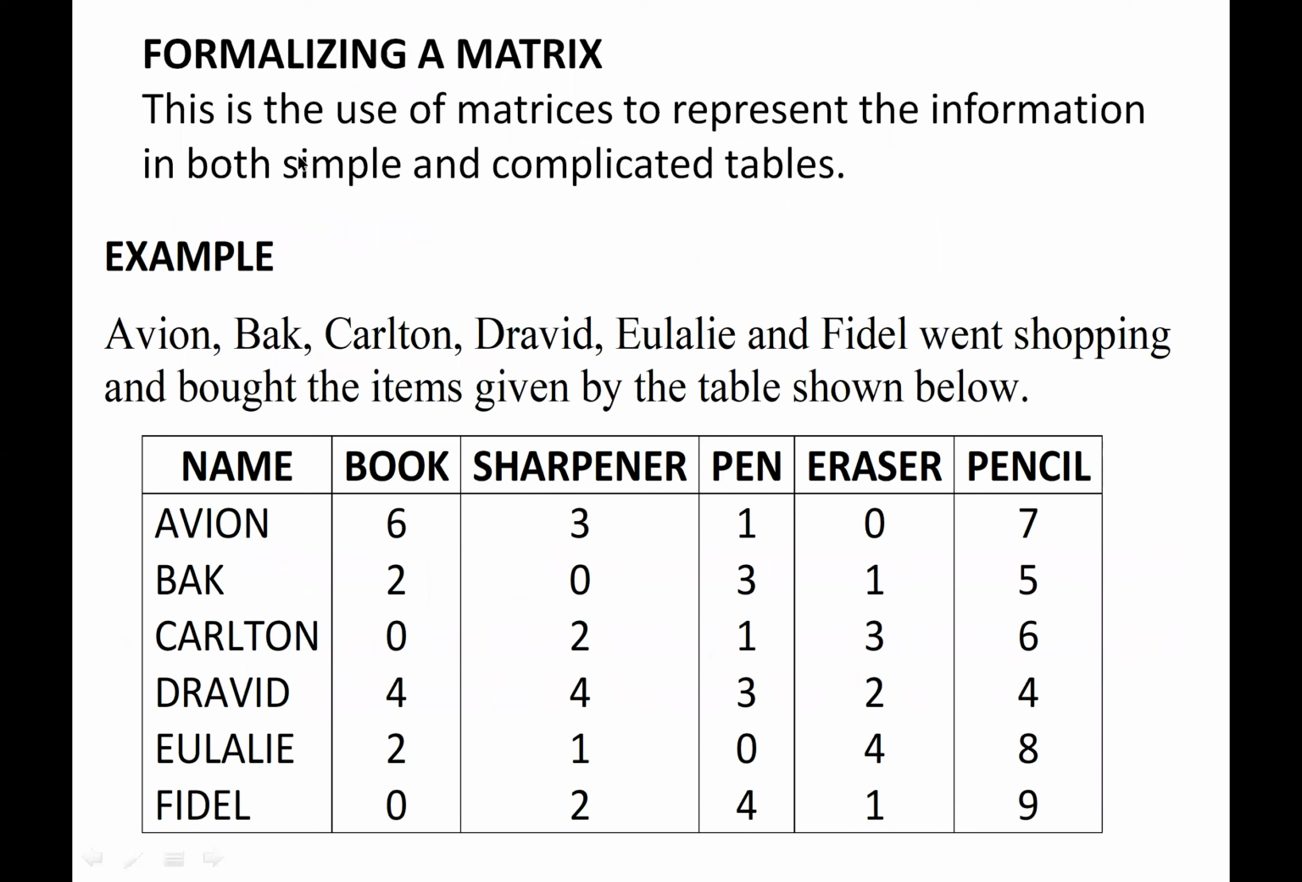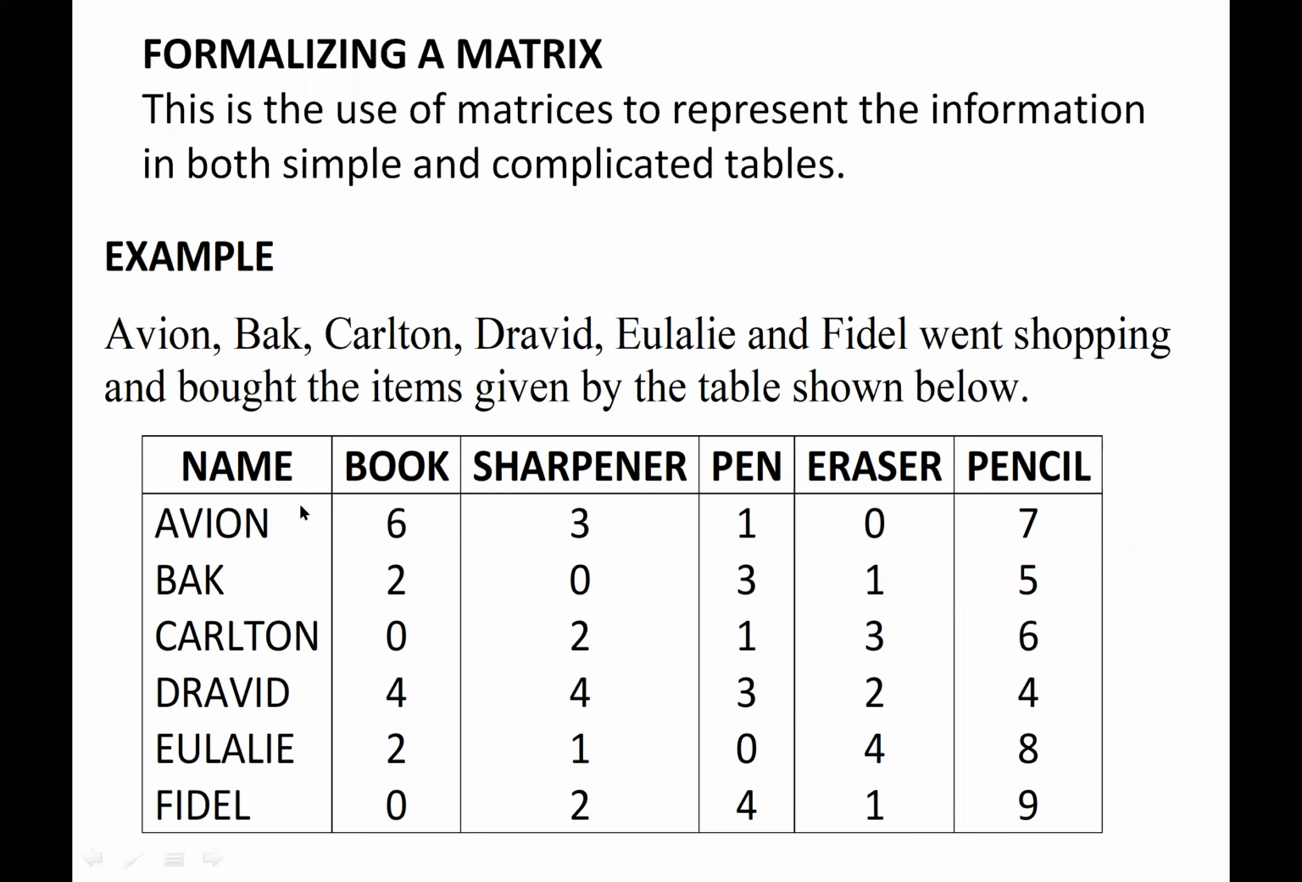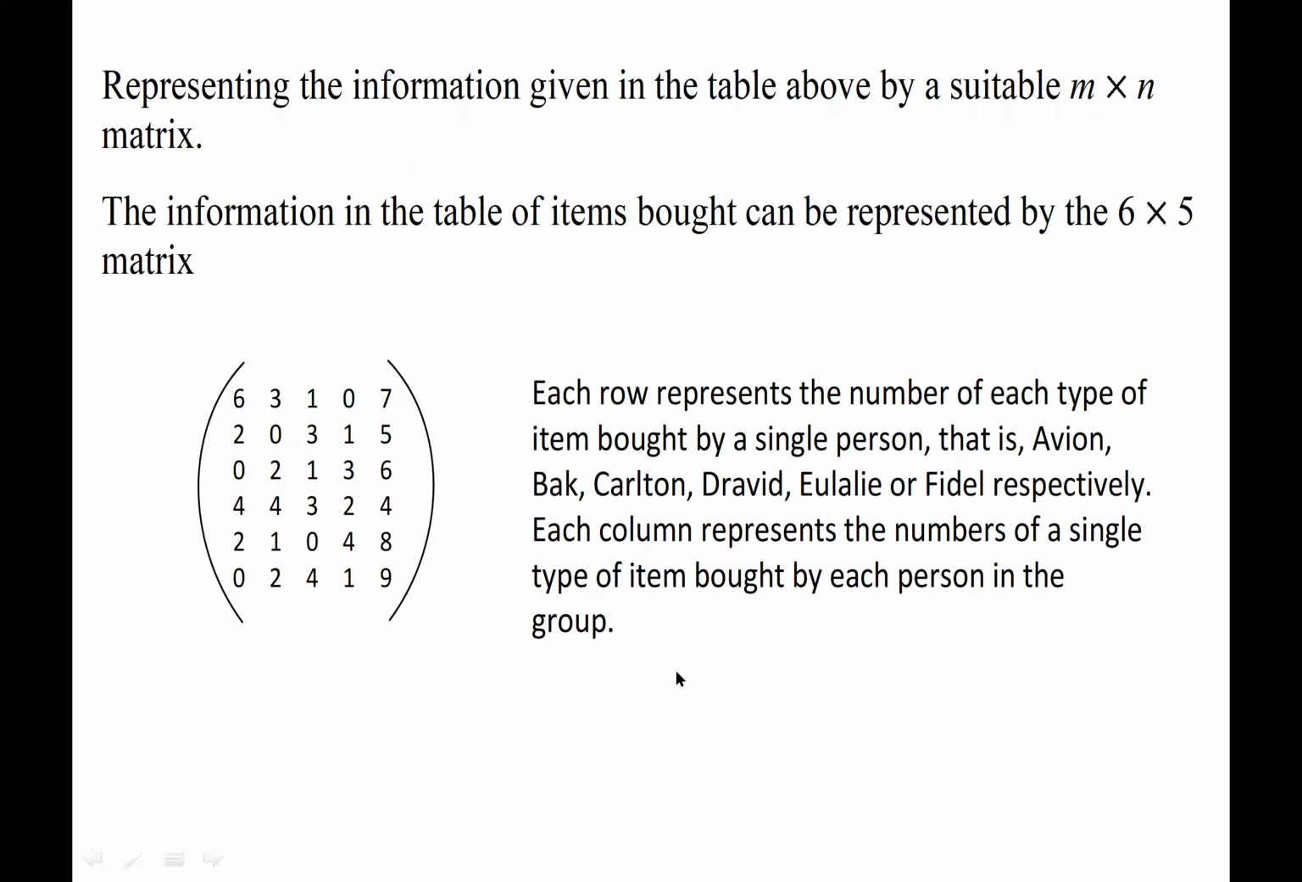Now, there's a big term called formalizing a matrix. All it simply means is that you remove anything other than the numbers and you put brackets around them. So if they give you information that these people went shopping and bought the items given in the table below, and they ask you to formalize a matrix to show this, all it means is take all this information away and simply write down the numbers and put brackets around them. That's called formalizing the matrix. So very simple.